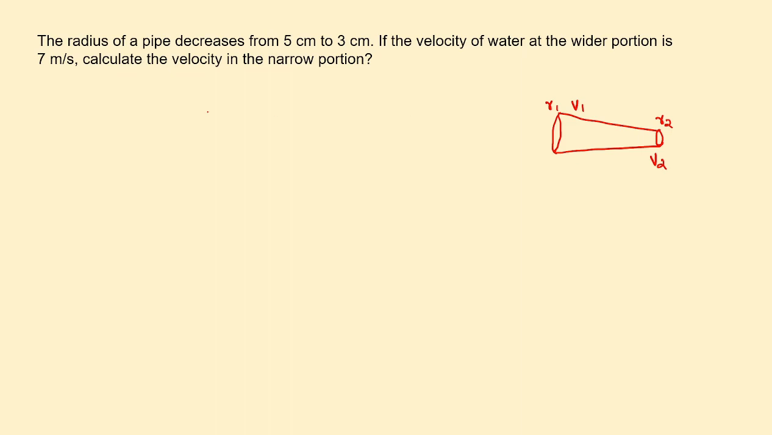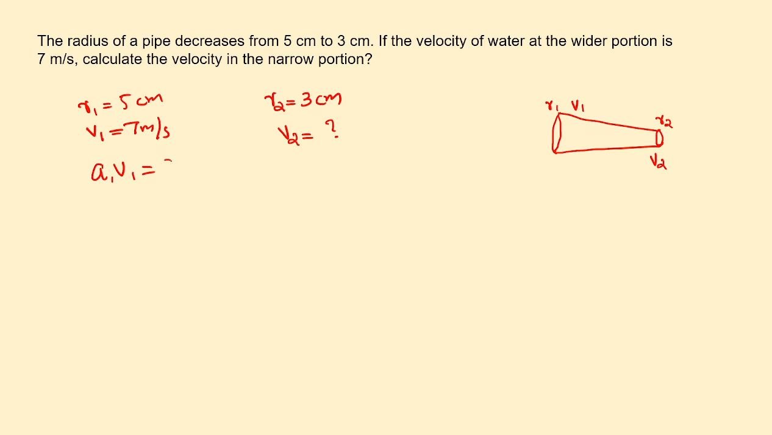Okay. So before that, R1 is taken as 5 centimeter. Keep it as a centimeter. So we have a ratio, so that will cancel out. And R2 is the narrow portion radius, that is equal to 3 centimeter. And here we have the wider portion, the velocity is 7, that is V1 is equal to 7 meter per second. And we are asked to find the velocity at the narrow portion. Okay, so let us apply the equation of continuity.